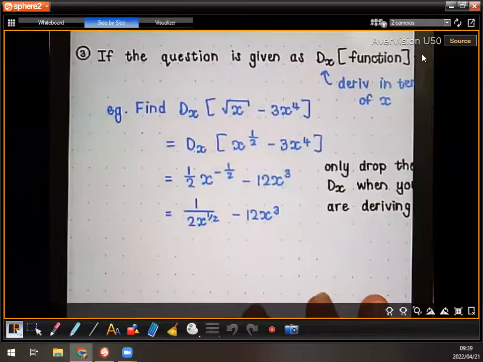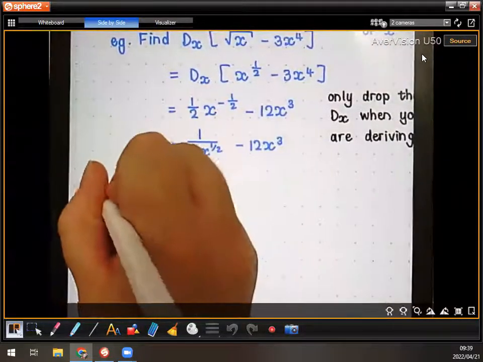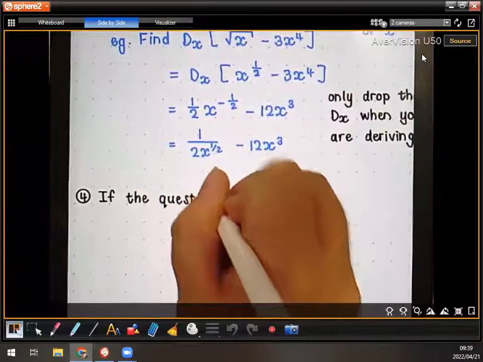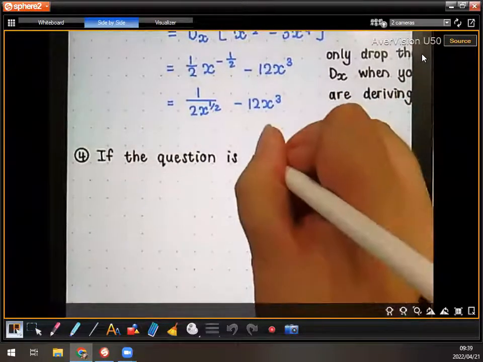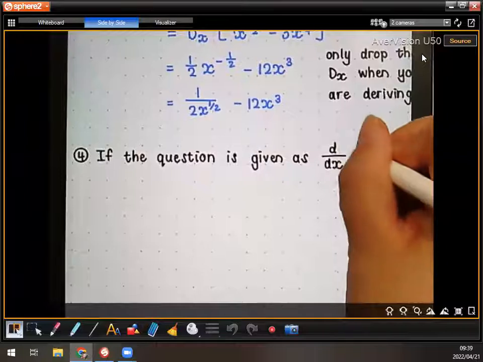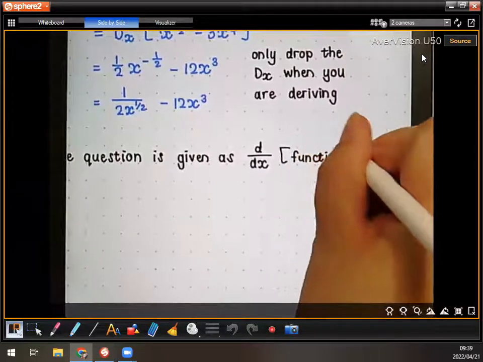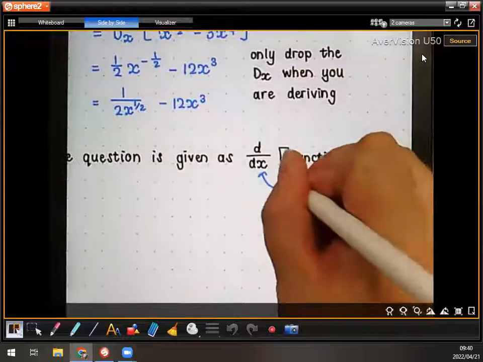Okay, then the last notation is almost like a mixture between 2 and 3. If the question is given as, now for this one, sometimes they say d dx, and then they put the function next to it in brackets. So that's why I'm saying it's like a mixture. Instead of writing dx, the capital D with the subscript of x, sometimes they write d over dx of the function. Now this again is just saying derivative in terms of x.